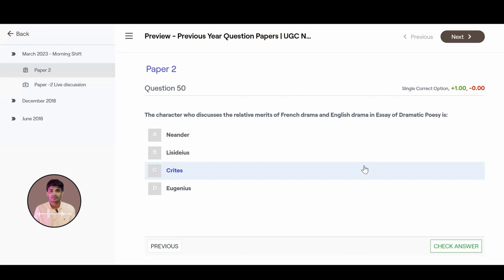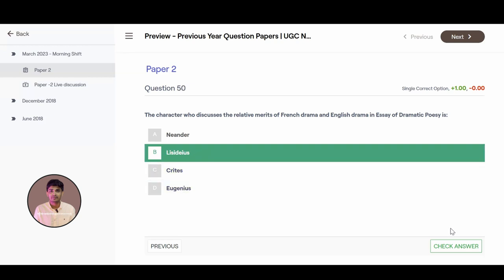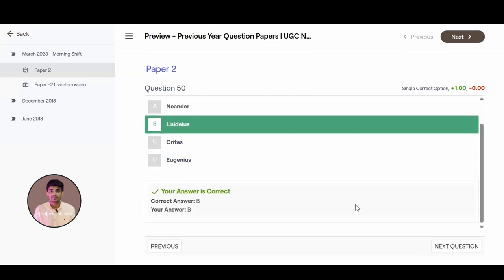Okay, you've given B as the correct answer. Yes, okay, fine. But who? Dryden. Dryden wrote the work An Essay of Dramatic Poesy. And for this question, the answer is B, Lisideius. So, Lisideius is the character who discusses the relative merits of French and English drama in the work An Essay of Dramatic Poesy. All right.